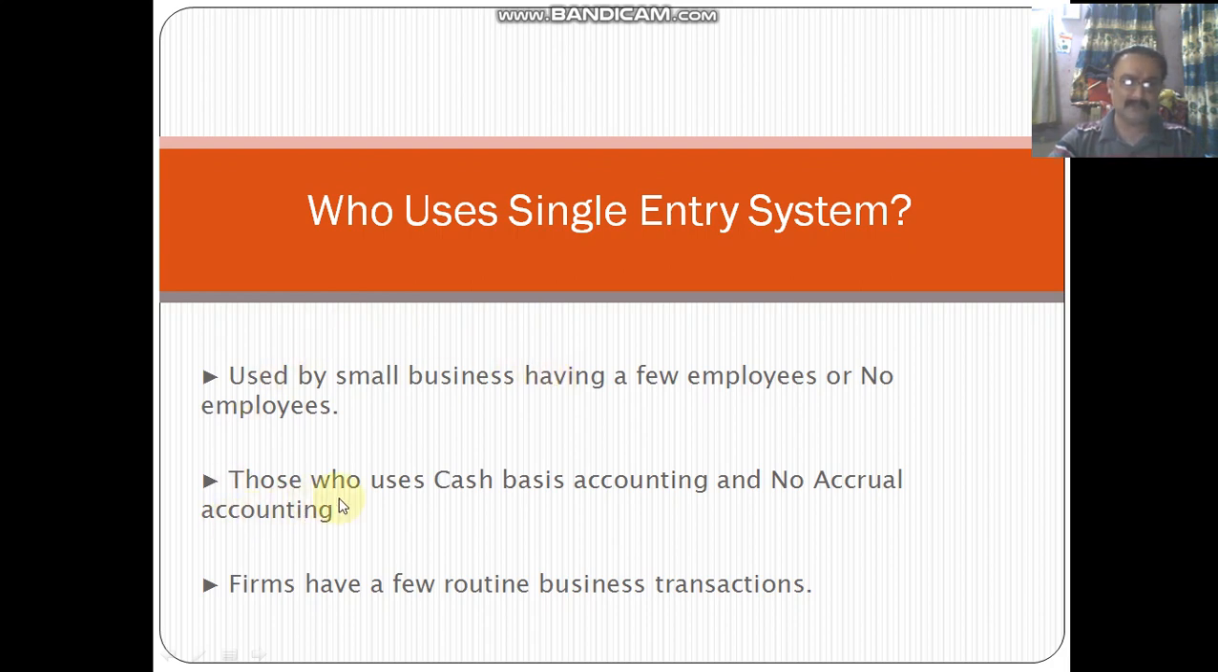On the second slide, it is used by those who use cash basis accounting and no accrual accounting. Means in the single entry accounting system we just use the cash basis accounting system and not credit transactions or accrual transactions. The third one is firms that have a few routine business transactions, meaning any type of business that has a few transactions on a daily basis. That's why the single entry accounting system is used.